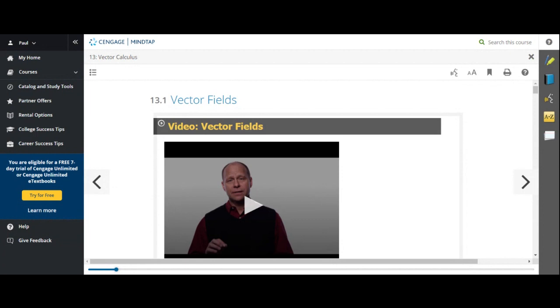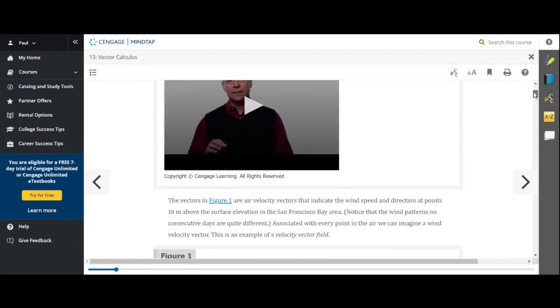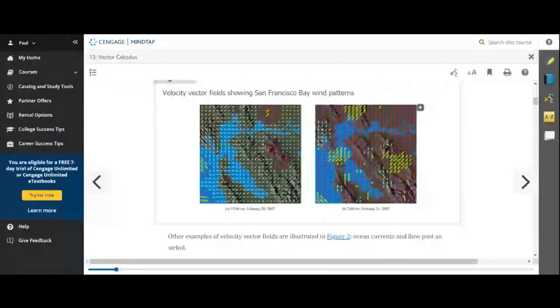So the field could be a velocity field like wind, could be a lot of things. So let's get our heads wrapped around what a vector field is. Here you have examples of velocity vector fields. In San Francisco Bay, wind patterns.